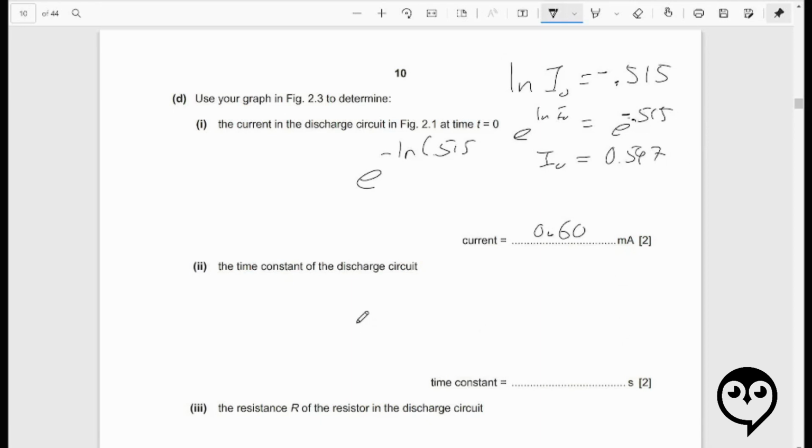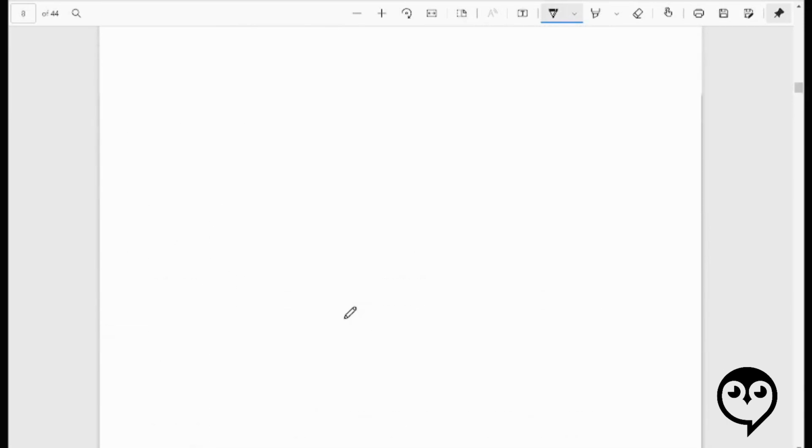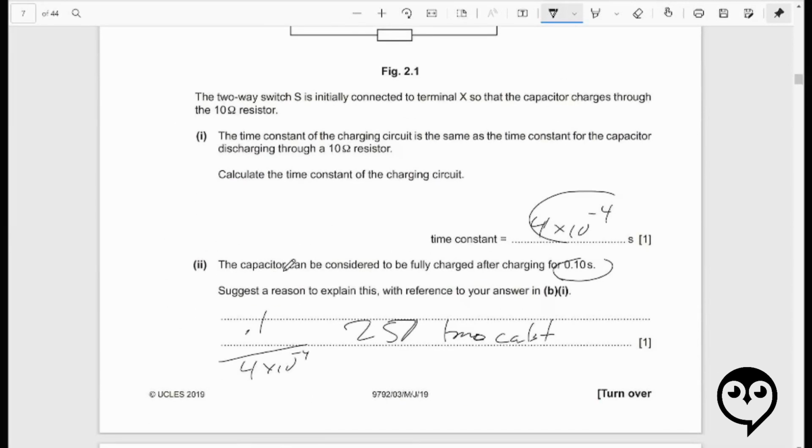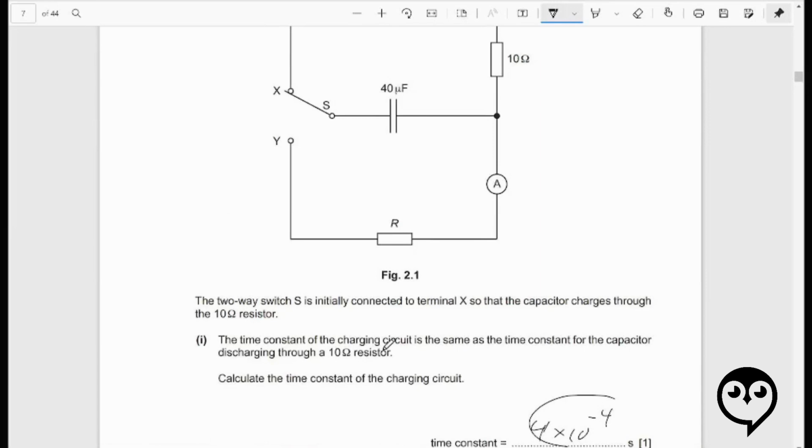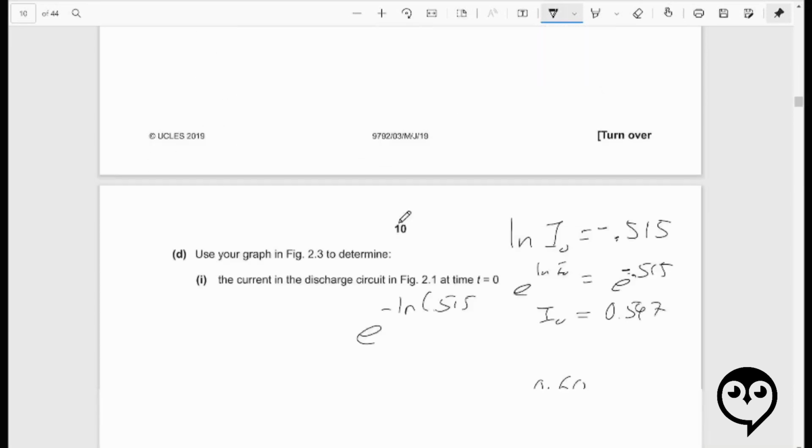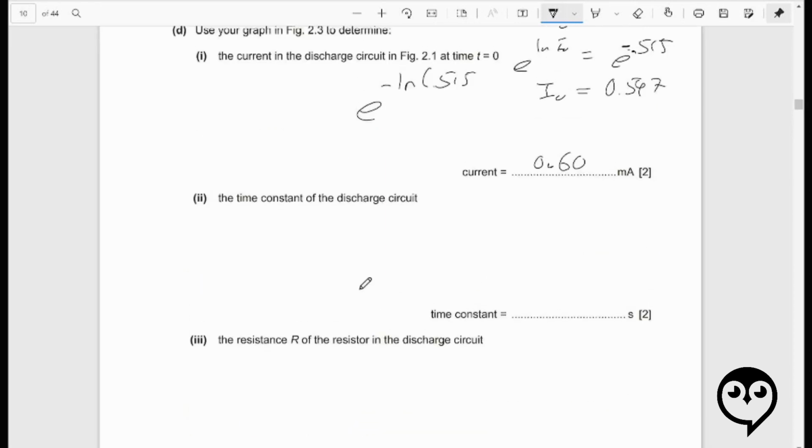Okay. The time constant of the discharge circuit. Well, it's said up here, the time constant of the charging is the same as the constant for the capacitor discharging through a 10 ohm resistor. Are we to assume that R there is 10 as well? It's probably a gradient calculation, isn't it? I think you'll recall if I do ln of V over V naught, that'll be equal to negative 1 over RC times time, time being the x variable. So our gradient is going to be negative 1 over RC, and if I want the time constant, it's negative 1 over m. So we need to calculate the gradient here.